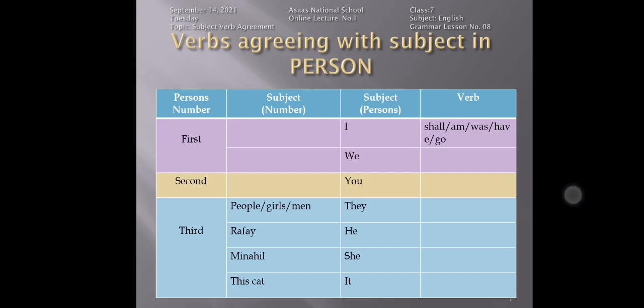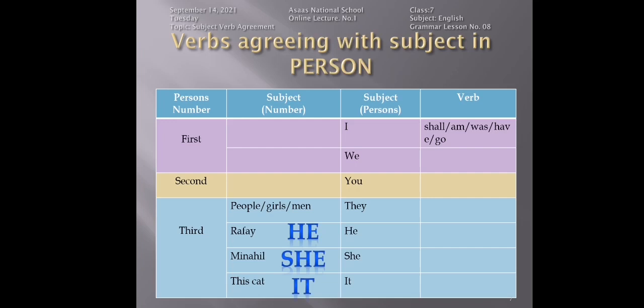If they are plural, use the rule of they. If they are singular, then use the rule of he, she, it. And he, she, it are singular. Rafi, Minahil and this cat are also singular. So let's see the 5 types of changes if we have the subject Rafi in a sentence. So there are 5 types of verbs that change when the subject changes in person and in number.